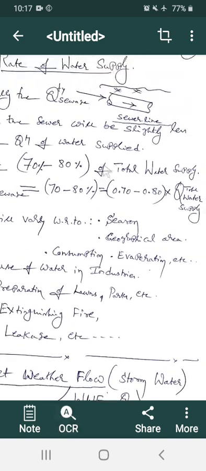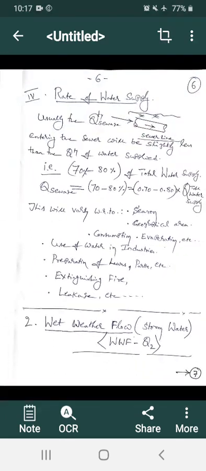And finally, the design of dry weather flow is very important. Dry weather flow estimation is very important, and it is very simple. See how to calculate dry weather flow: the population into the rate of water supply into 0.7 or 0.8. If you multiply with this, you will get the real quantity of sewage entering the sewer line.